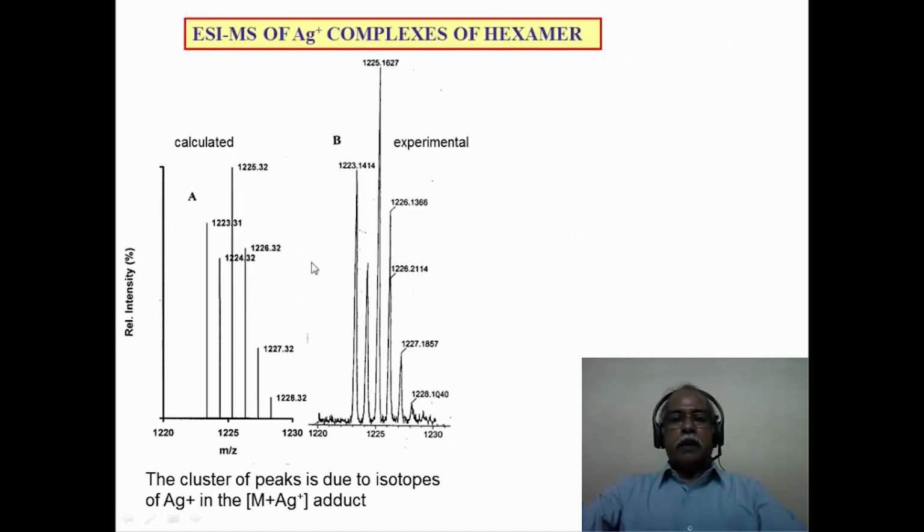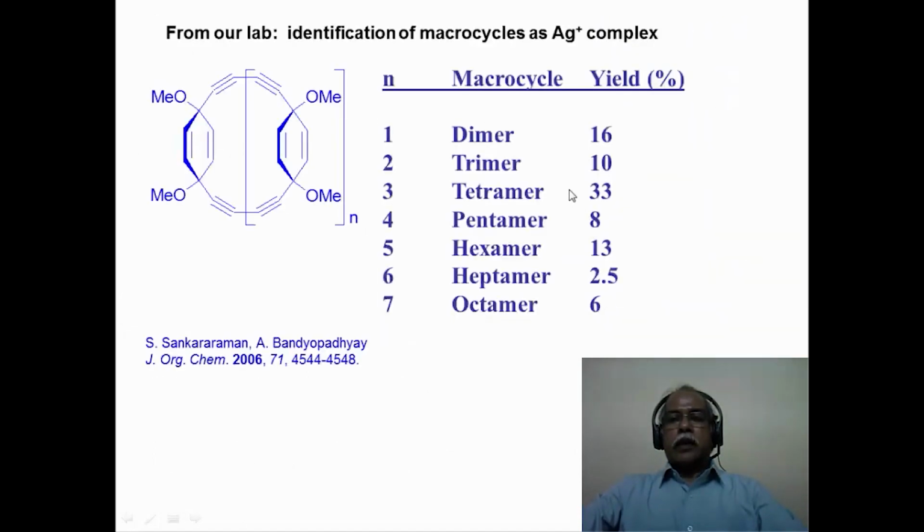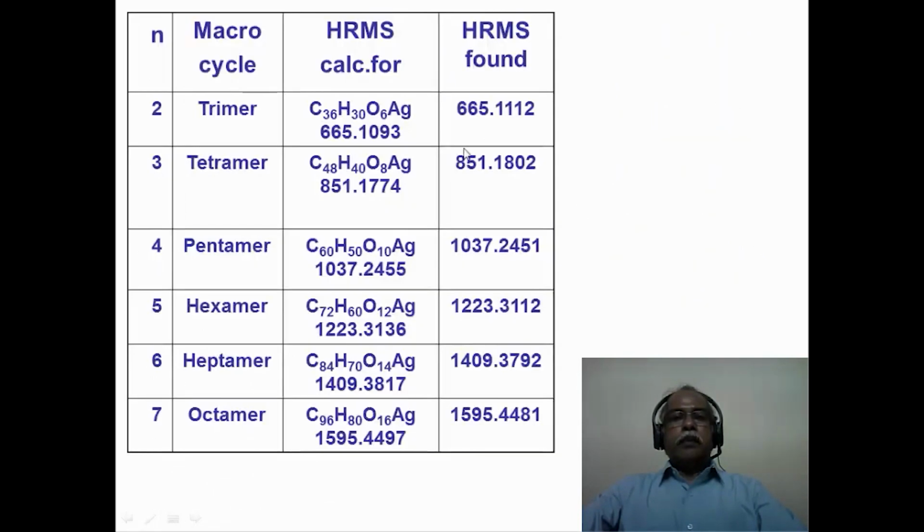This is an experimental spectrum and this is a calculated spectrum. One can calculate the expected isotope distribution based on the natural abundance of the various isotopes that are available, for example. Now the molecular weight of this compound is shown here. This is the molecular weight plus the silver ion, corresponding to 665 for the trimer, 851 for the tetramer, and so on. And this is the high resolution mass that is found for this molecule using mass spectrometry.